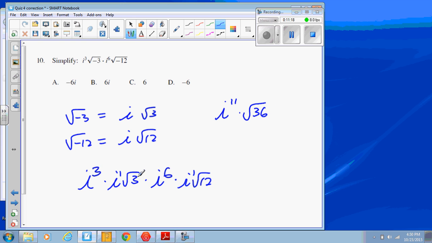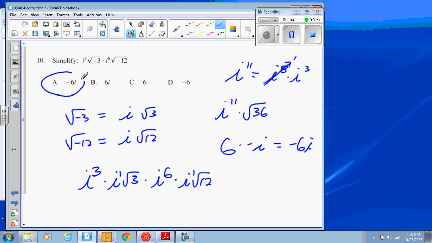So 3 times 12 is 36, so that's going to be 6. So it's 6. Now I've got to figure what I to the 11th is. That's going to be I to the 4th, I to the 8th times I to the 3rd. This goes to 1, so I to the 3rd is negative I. So 6 times negative I, or negative 6I. So that's what we get for this answer right here.